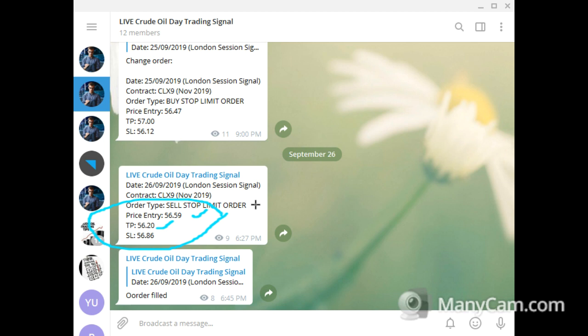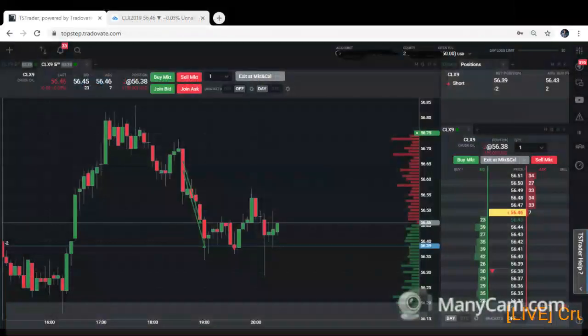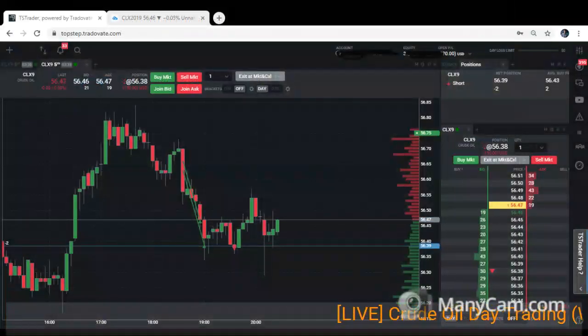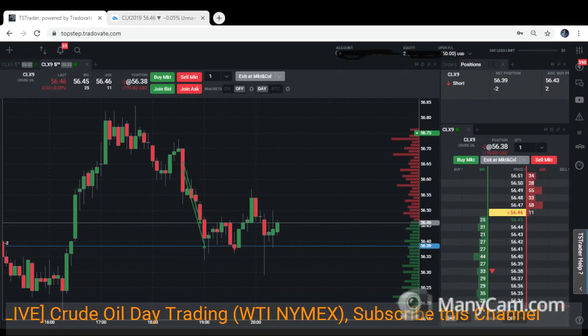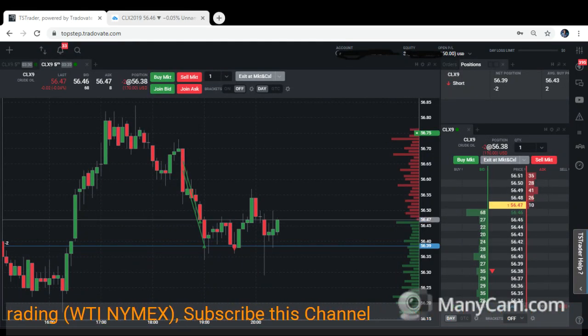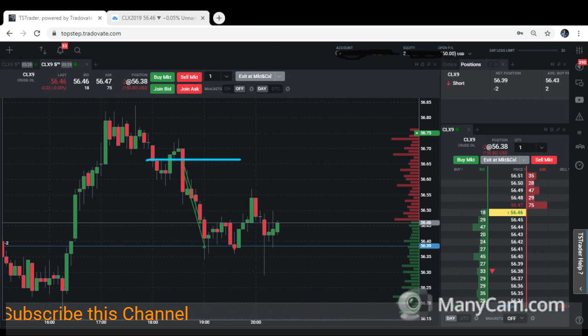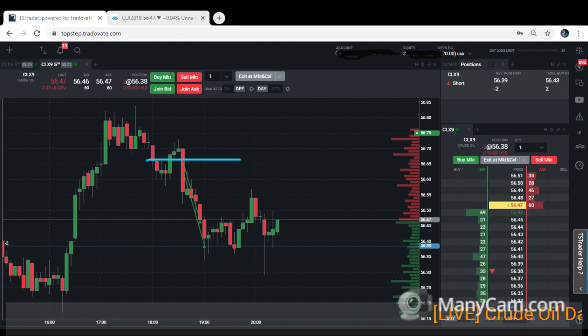I also exited at profit accidentally, and now I have resumed trading to gain back, because there's still some distance from the TP area. Hopefully the price will not return to the upper side. This is the first signal I sent out, around 56.59. The target is somewhere at 56.20, below here.